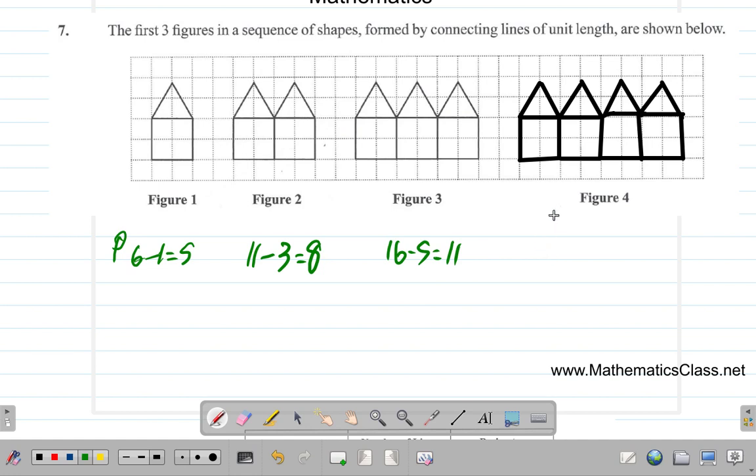Now for figure 4. How many lines do you have? If you count from this up: 1, 2, 3, 4, 5, 6, 7, 8, 9, 10, 11, 12, 13, 14, 15, 16, 17, 18, 19, 20, 21 lines. So that would be 21 minus the inside lines, which are 1, 2, 3, 4, 5, 6, 7. It's minus 7. So 21 minus 7 is like 20 minus 6, that's 14.